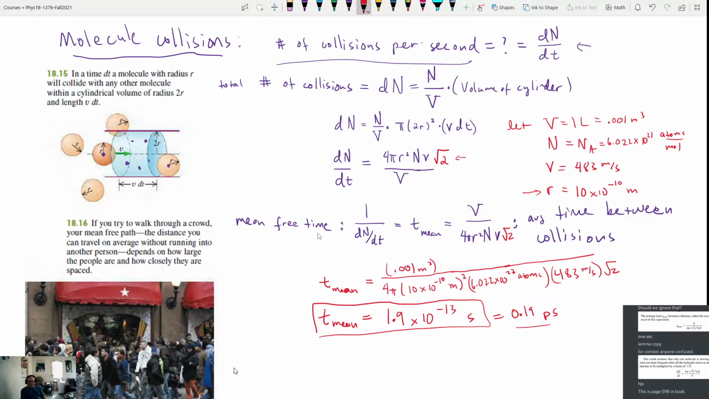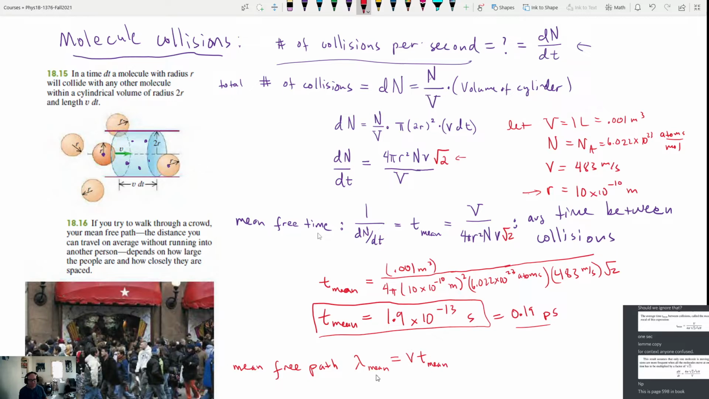These are all things you're going to have to calculate on a test, and they're really not hard to do as long as you understand how to use the equation. For mean free path, the symbol that's used is lambda mean. I don't know why they use lambda, but they do. This is going to be equal to the velocity of the molecules multiplied by the mean time.